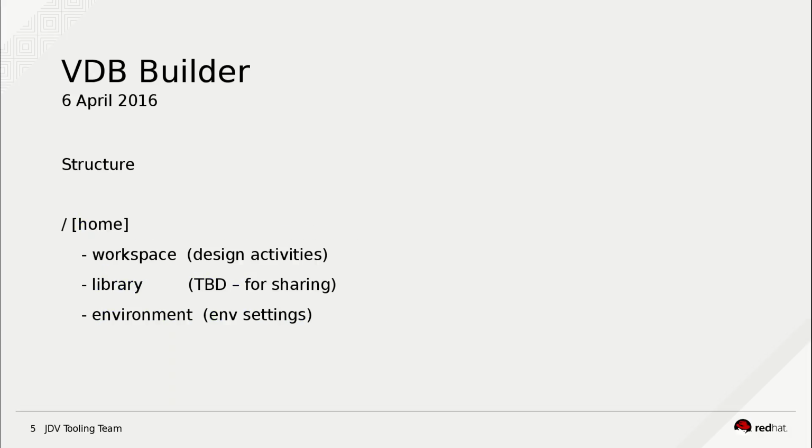Now, before we talk about downloading and installing VDB Builder, I just wanted to go over the directory structure of VDB Builder. When you start up VDB Builder, you'll be placed into a root directory, or home as we call it. Under the home location, there are 3 folders: workspace, and this is where you're going to do your design activities; library, which is currently not used, but we see this in the future as being a location where we can version artifacts and share them with other users.